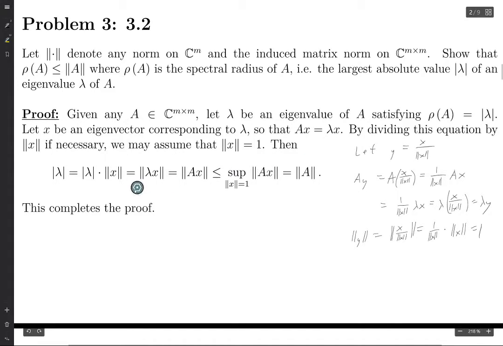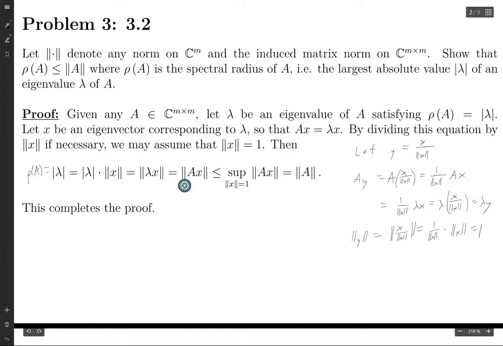So with this all in mind, the spectral radius of A is the absolute value of lambda, and that's the same as the absolute value of lambda times the norm of X, because we've assumed that the norm of X is 1. So this is just the absolute value of lambda times 1. Then by our facts about norms, we can bring this absolute value of lambda inside the norm, and we get the norm of lambda x. But lambda x equals Ax, since x is an eigenvector corresponding to the eigenvalue lambda.